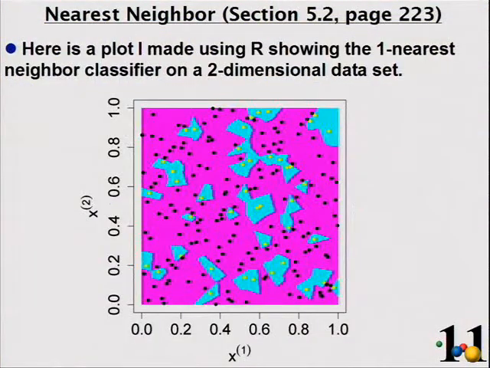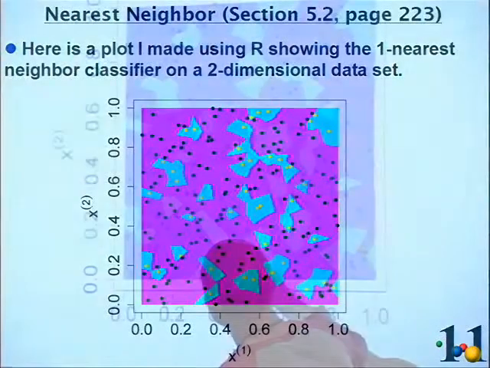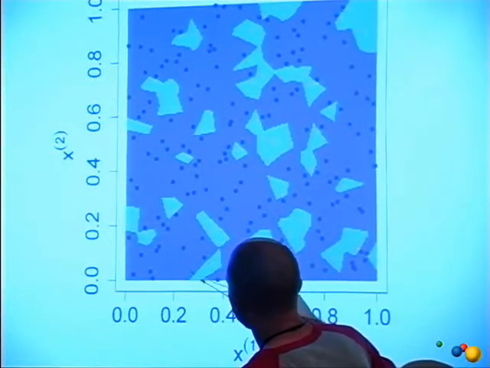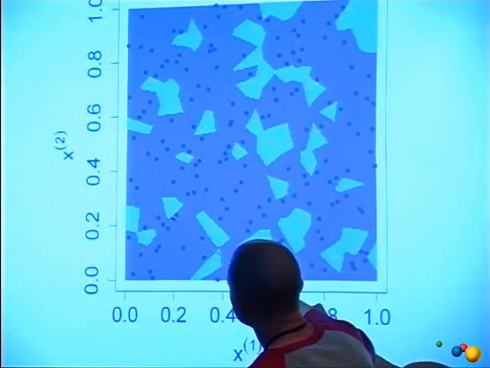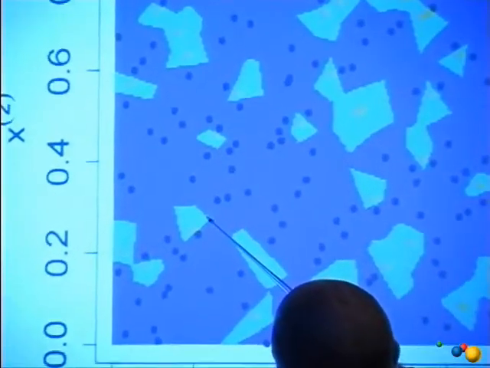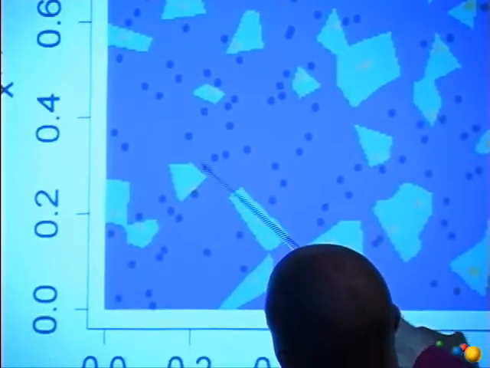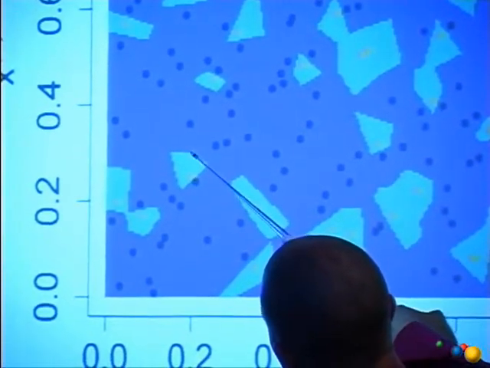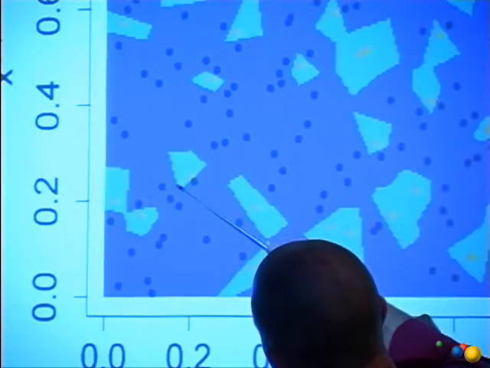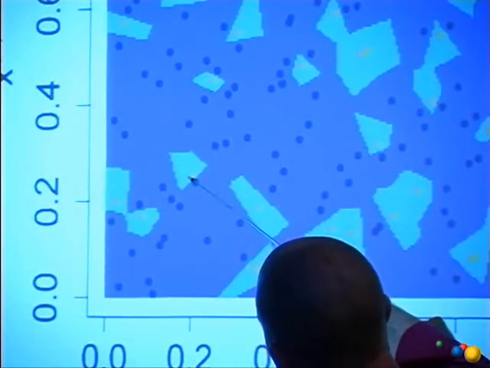Here's a picture I made in R. This is a picture of the one nearest neighbor classifier. It's interesting to see these two points here. I'm classifying everything that's closest to a yellow point as light blue, and everything that's closest to a black point as purple. All the points on this line are equidistant from these two points. Then as I turn the corner here, this line is equidistant from these two points. Then here, I start to become closer to this point or closer to this point. So you see, this is the neighborhood that this yellow point gets.